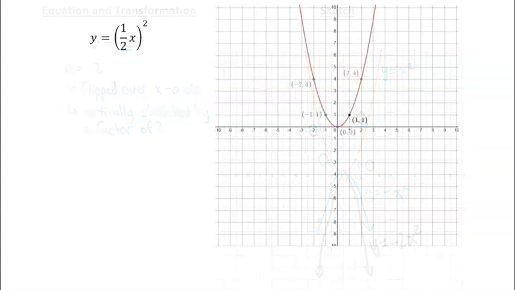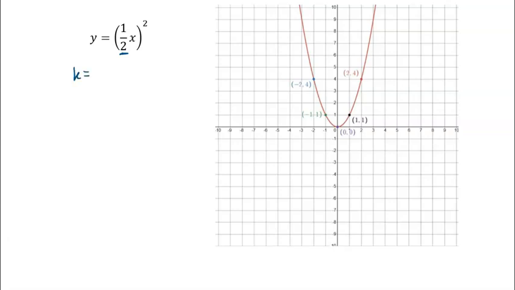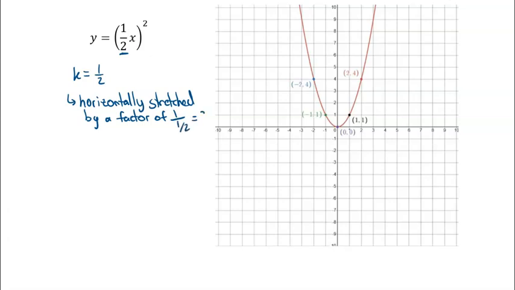Now here's another situation where that number is associated with the x. So it's 1/2 times x, all squared. That means that's the k value. Because k is equal to 1/2, it is horizontally stretched, and remember it's by a factor of 1 over k, so a factor of 1 over 1/2. Well, what is 1 divided by 1/2? 1 divided by 1/2 is just 2. So this factor is going to be 2.